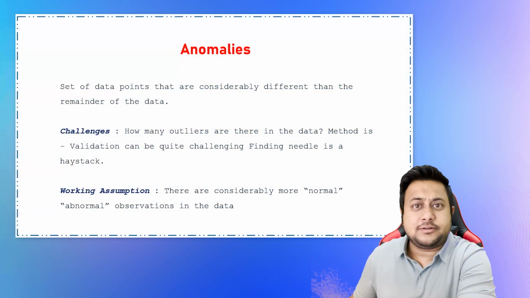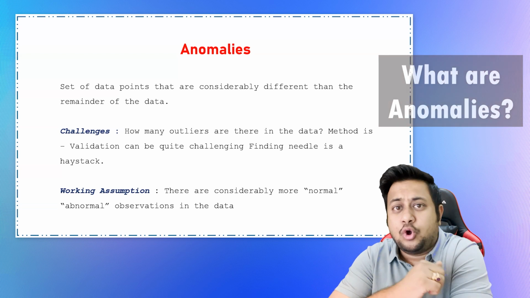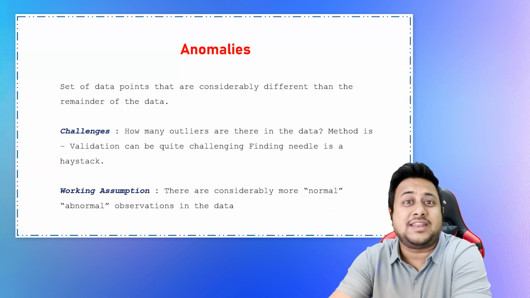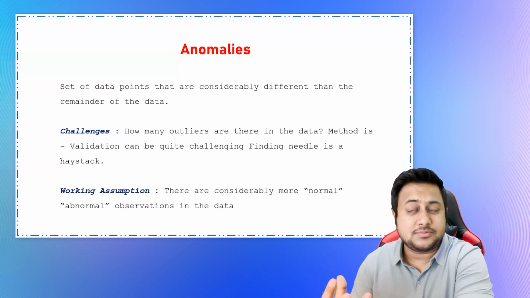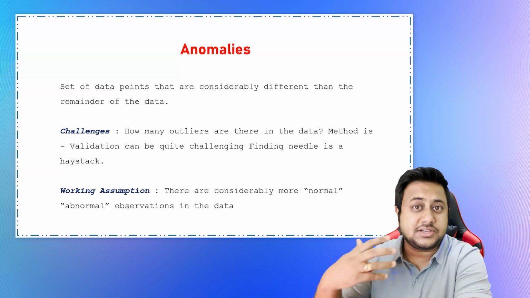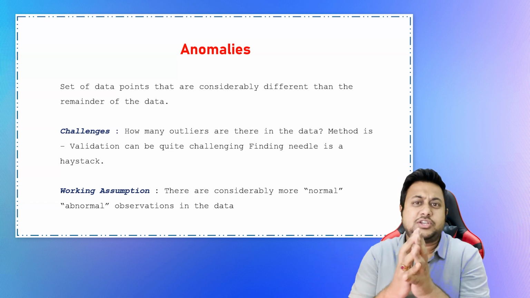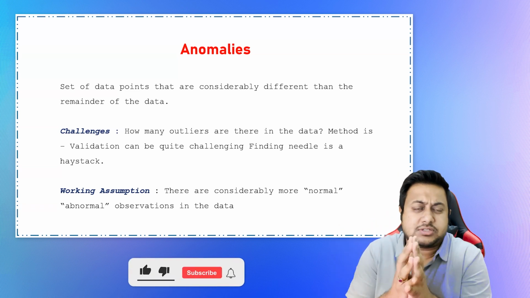Before getting into that, let's try to understand what anomalies are. I hope everybody might have already written down in the comment section if you know what an anomaly is. Anomalies are a set of data points that are considerably different from the remainder of the data, which means just imagine you have a bunch of data or a bunch of customers.